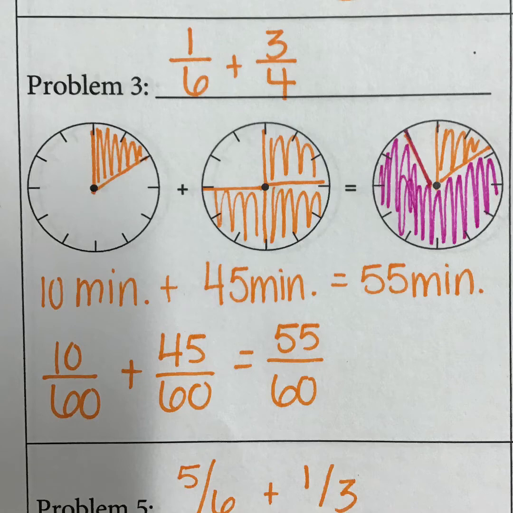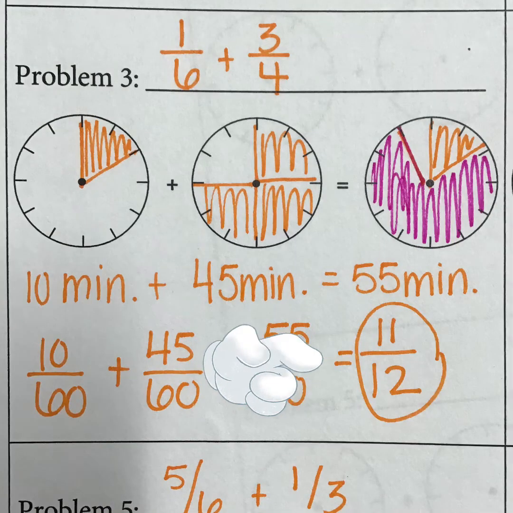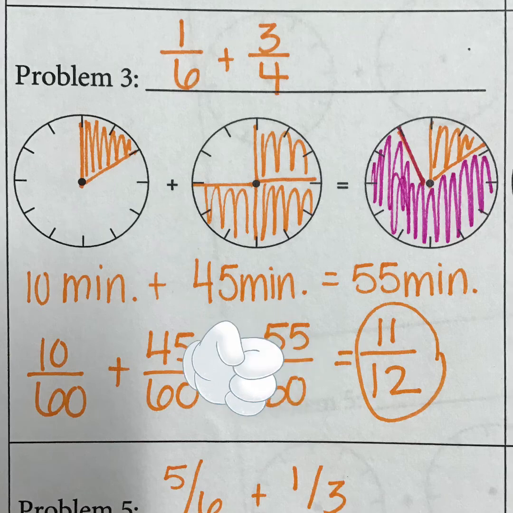Did you say 1/6 is 10 minutes and 3/4 is 45 minutes? Is your shading correct? Are there 5 minutes left blank on your last clock? Did you say that 10/60ths plus 45/60ths is 55/60ths? If you did, good job, you're catching on to this. But is there anything else? Oh, yes, there is. We need to simplify 55/60ths, which is the same as 11/12. Hopefully by now you're catching on.